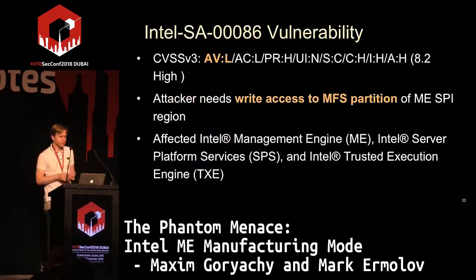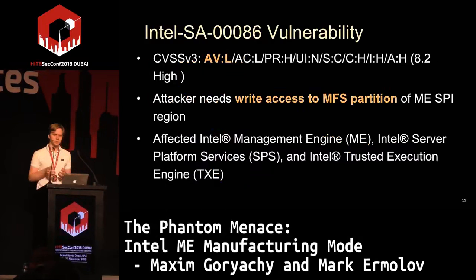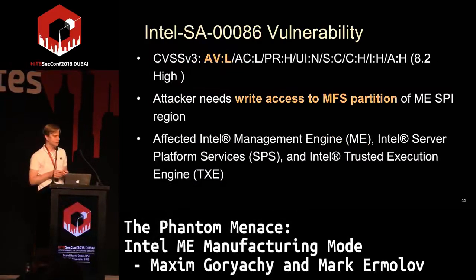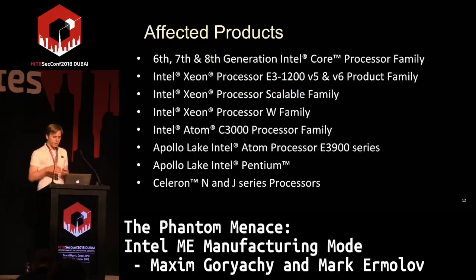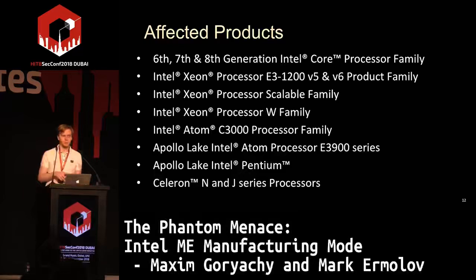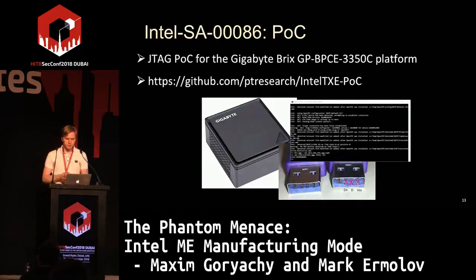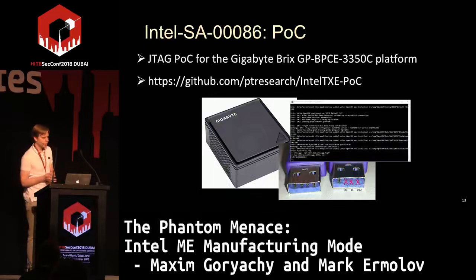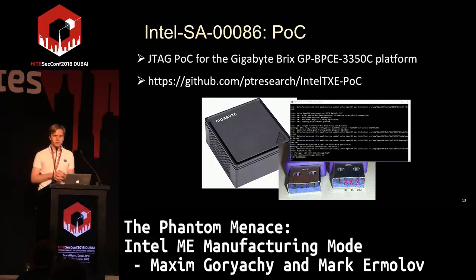Now a little bit of formal description of the vulnerability. From the official security advisory, the vulnerability has a high CVSS rating, and as of now it has local exploitation vectors. This vector will be the main point of my talk. Also, you can find on the slides the affected platforms: all platforms, desktop, mobile, servers, manufactured after 2015. And if you want to play with ME, on our GitHub you can find step-by-step instructions for exploitation of this vulnerability on the Gigabyte Brix platform.